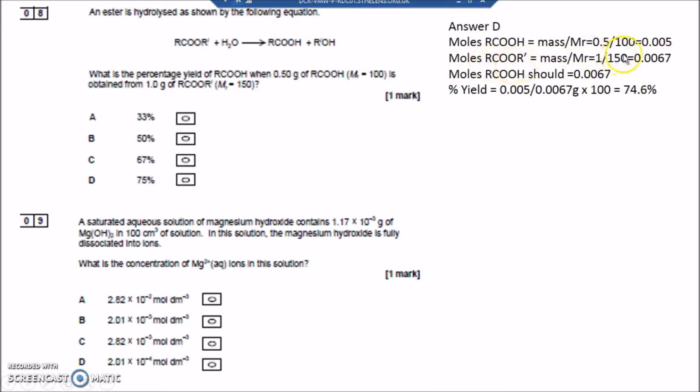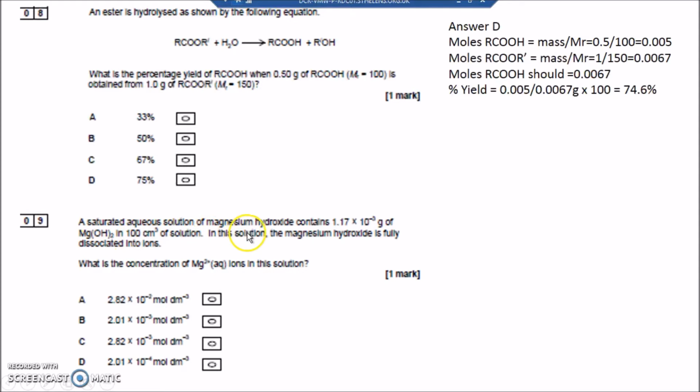But I didn't, I only made 0.005 moles. So the amount that I made is much less than the amount that I should have made. So for my percentage yield, I take the smaller number, 0.005, that's what I did make, divided by my theoretical yield, what I should make, and multiply by 100, 74.6%, which is closest to 75%. The answer is D.